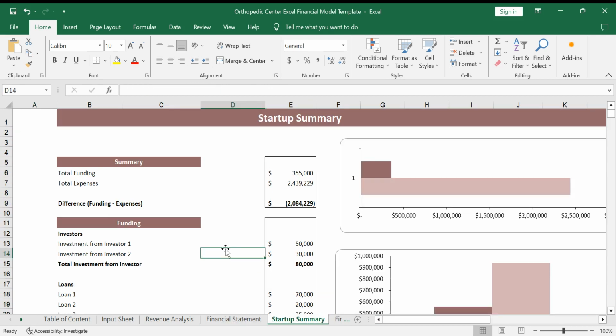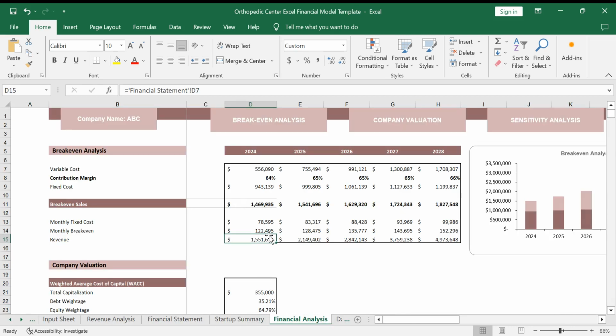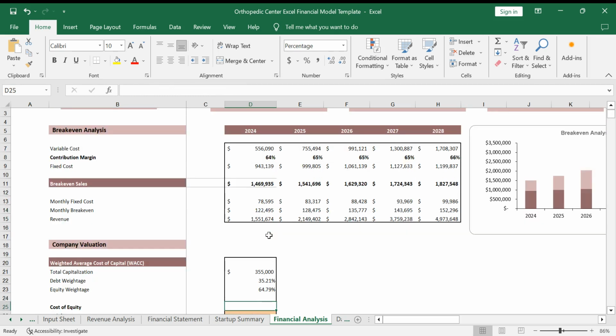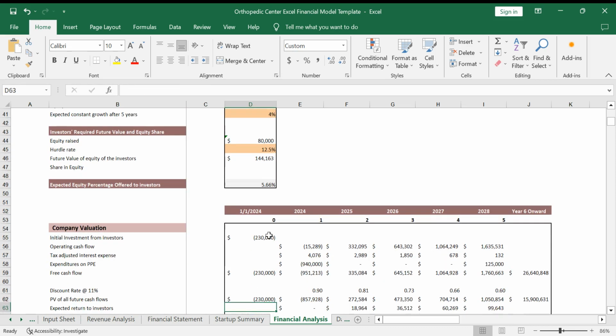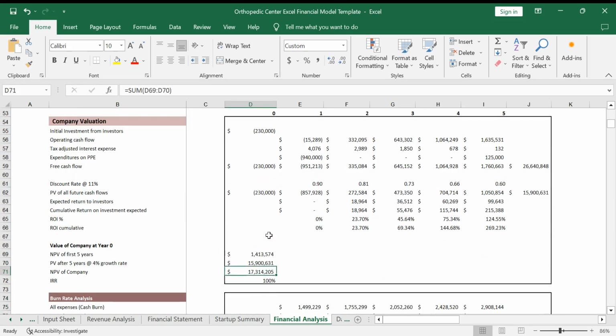Then we have this startup summary, which is your first-year summary. It will tell you how much funding you have raised, how much your total expenses for the first year are going to be, and what the difference is. This difference will tell you whether you need more money for the business or not. Then we have the financial analysis, starting with the break-even analysis, which shows at what point your revenue will equal your cost. Then you have the company valuation to see the worth and profitability of the company, that is, what our NPV and IRR are going to be.